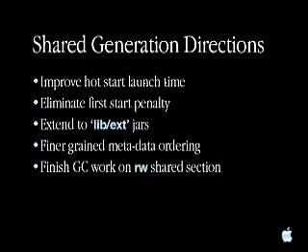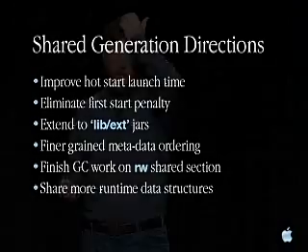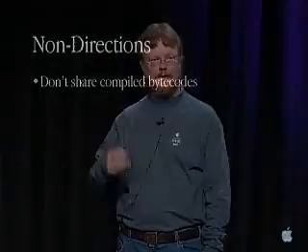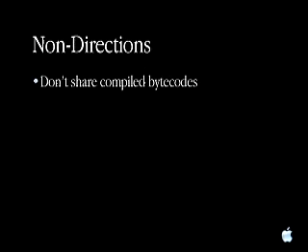We of course have to finish the GC work on the read-write shared generation, and we of course could figure out how to share more runtime data structures that live in that permanent generation. So there's a few things we're not trying to do right now, the non-directions. It's important when you're setting out to build something to know what your goals are, and if you can, to identify the goals that you're not going to try to worry about. So the biggest one for us is we're not going to share the machine code that gets compiled for your bytecodes.